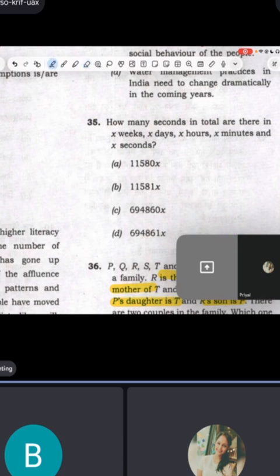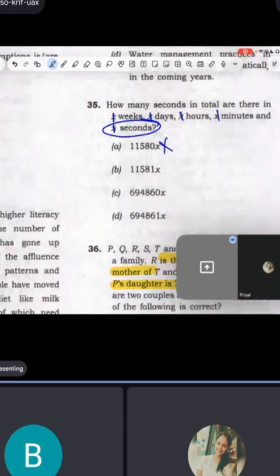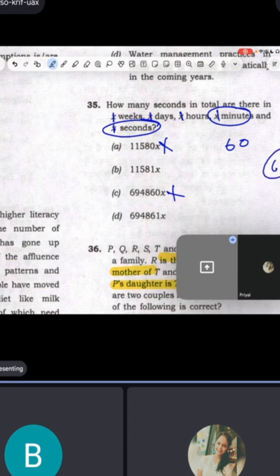Yes, guys, why do we need to be afraid of X actually? I will take 1 week, 1 day, 1 hour, 1 minute, and 1 second. 1 second means one will be the unit digit. Any doubt? No doubt, so I will remove it. Now 1 minute means 60 seconds, so the tens digit will be six. Only one option is left.